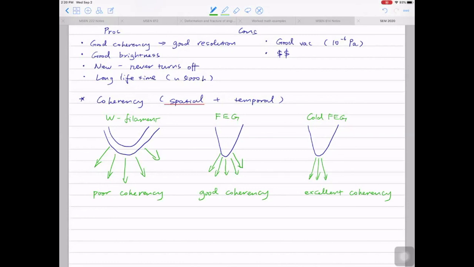Does this make sense? Yes? No? Or you need more digestion? I have a question. So why would you ever use a Schottky instead of a cold field? Cheap. Okay, that's what I thought.